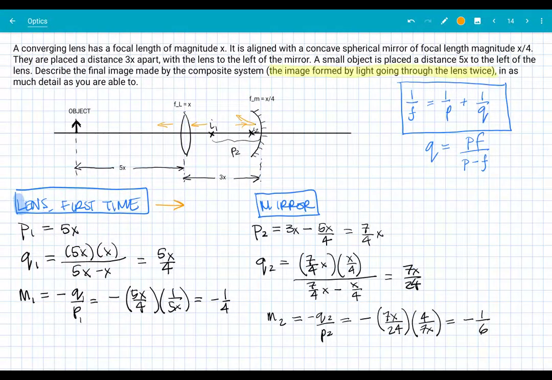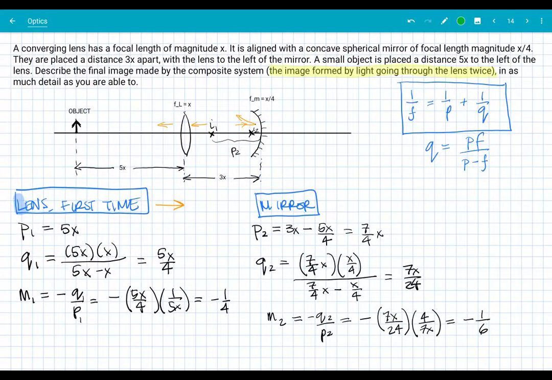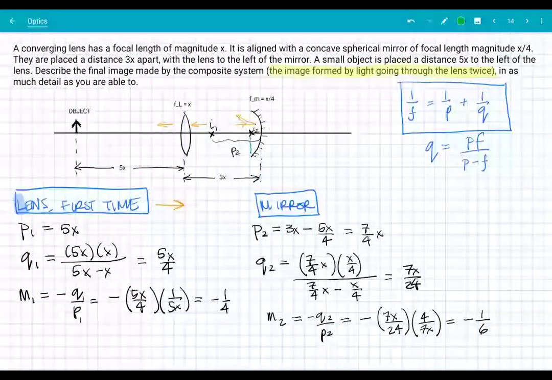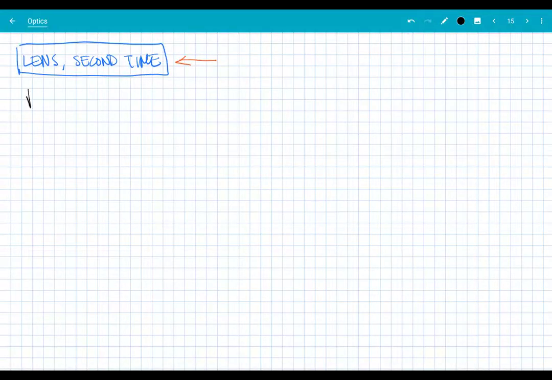Now I need to figure out how far it is. Let me switch up a color here. So I'm interested in the distance between image 2, which is here, right, and my lens. So this distance right there is P3, and it's positive. Okay, so P3, if we figure out what that distance is, it's going to be 3x minus 7x over 24, and that will be equal to 65x over 24.